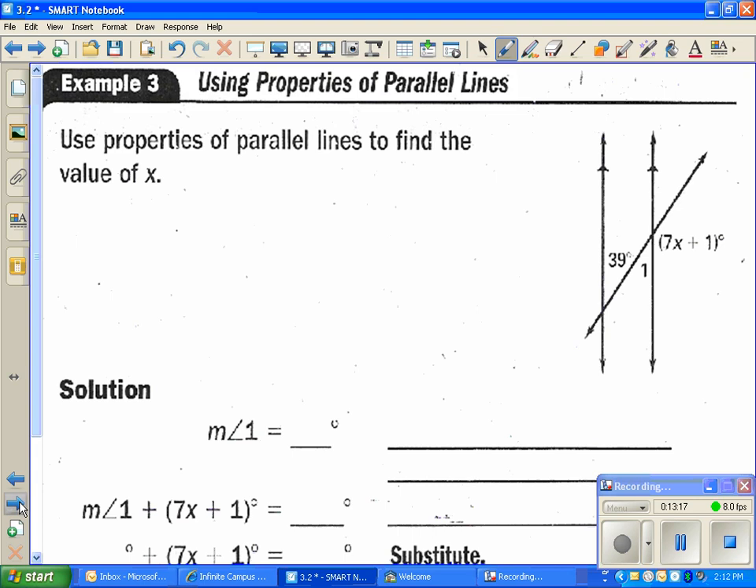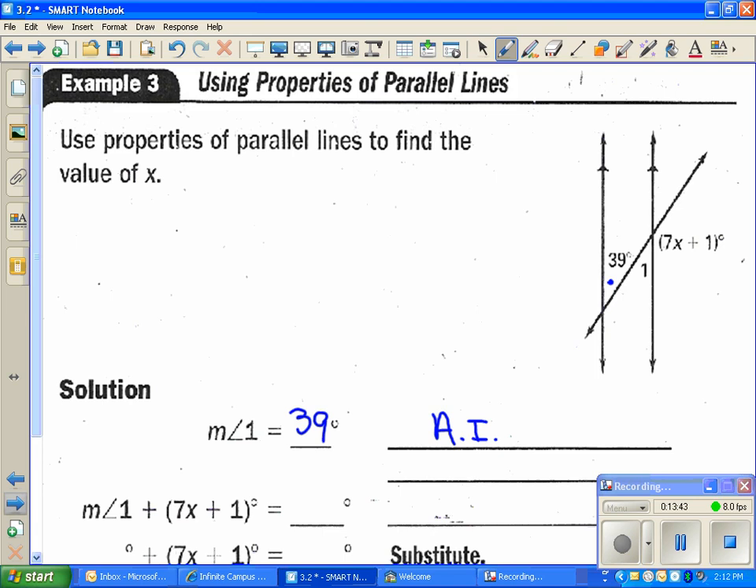Anybody? All right, Trev. What angle is 39? I think angle 39 goes to that angle right there. 129. Okay, angle 1 is not 129. Oh. It's 39 because they're alternate interior angles, and they're always going to be equal if the lines are parallel.